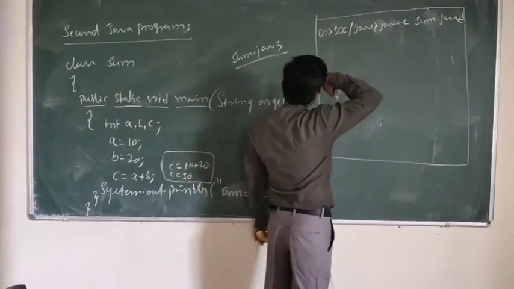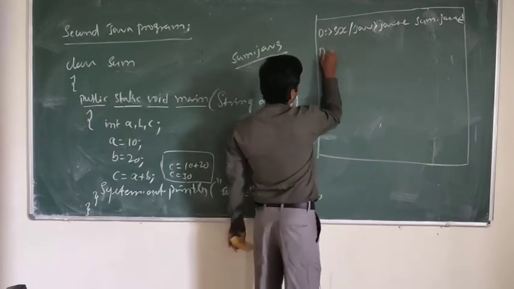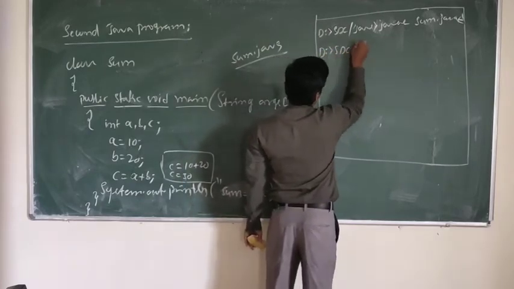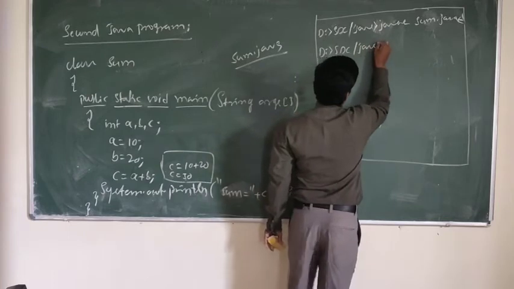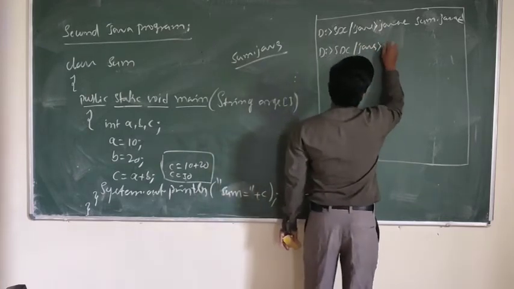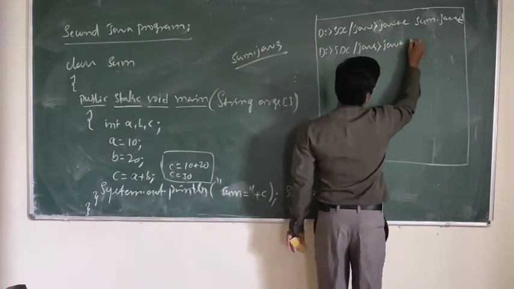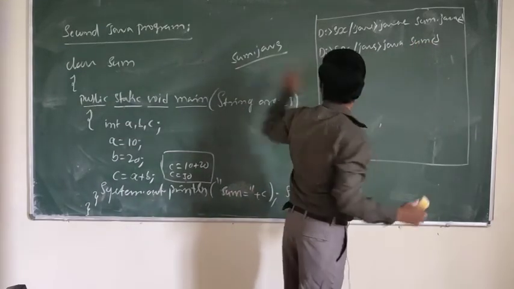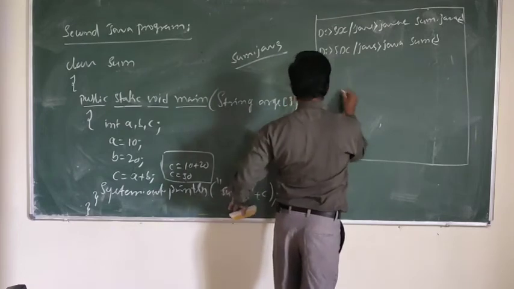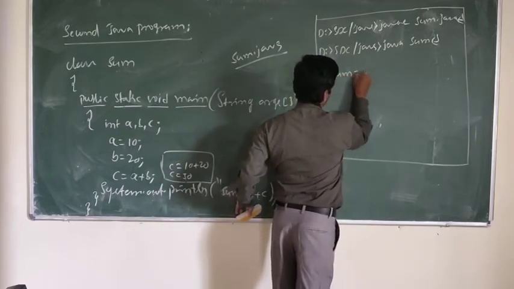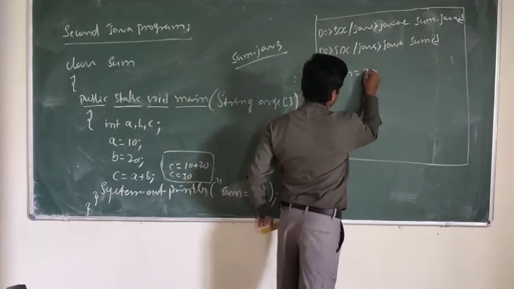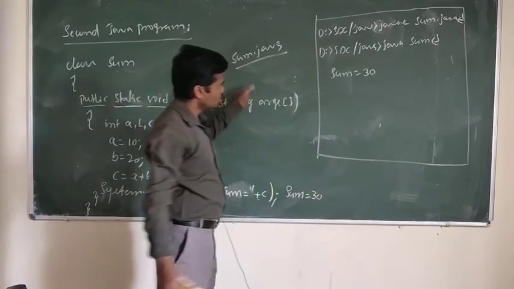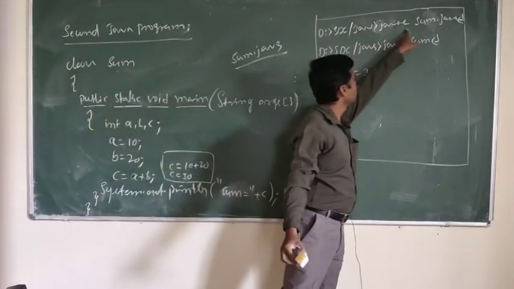After compilation, if no errors come, we can directly run the program. Go to the same directory, then java. How to run? java space file name. What is your file name? Sum. Now it will display the result. Sum is equal to 30. This is the output.